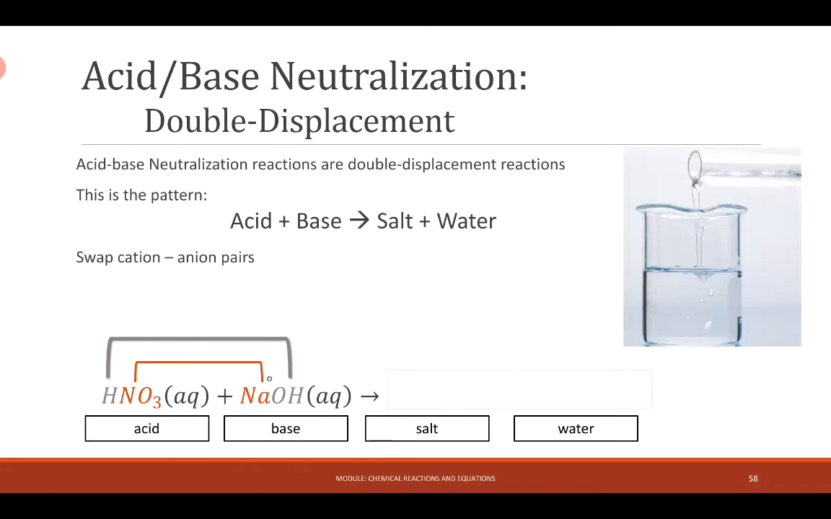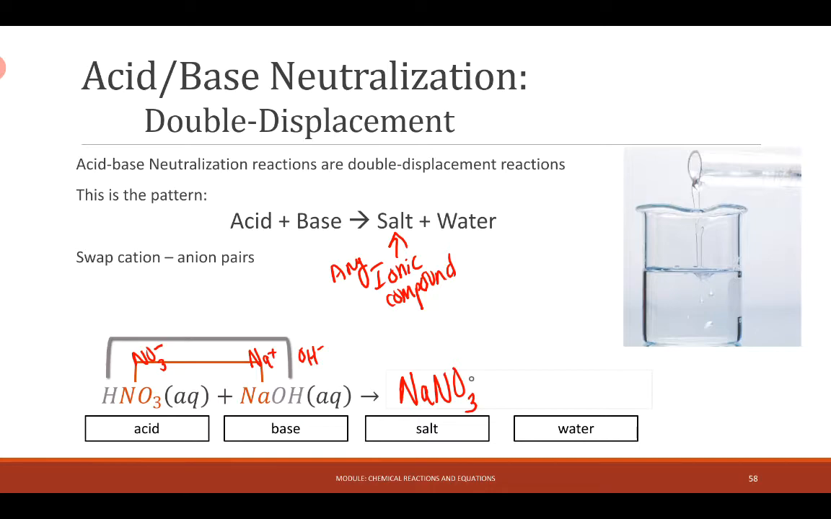Sodium hydroxide is formed out of my sodium cations and my hydroxide anions. And so my sodium cation will bond to the nitrate anion from the acid. And that's going to make my salt. And so I'm going to have my sodium and my nitrate. By salt, we just mean an ionic compound. So any ionic compound can be classified as a salt according to chemistry.